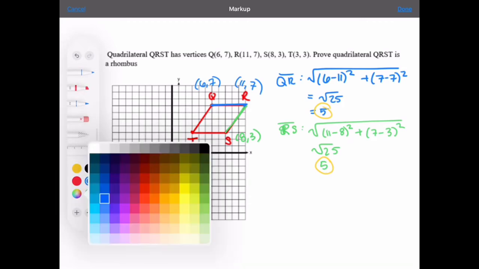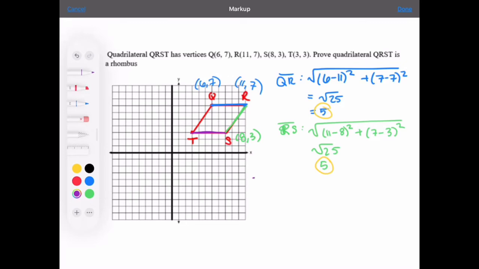Okay, moving on. Let's look at TS right here. We know that T is (3, 3). Alright, so square root of (8 minus 3) squared plus (3 minus 3) squared. That is the square root of 25, which, guess what, gives us 5. So already 3 out of our 4 sides are congruent. All we have left to check is QT.